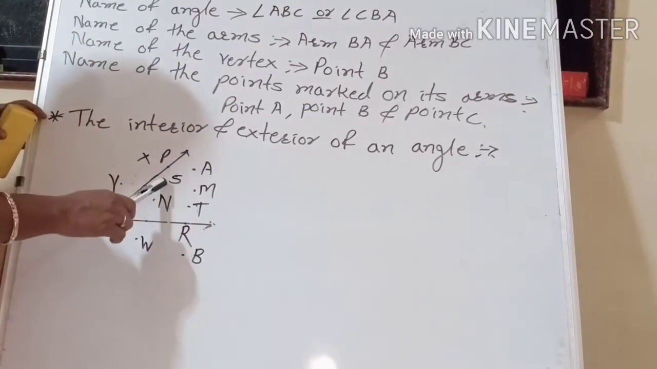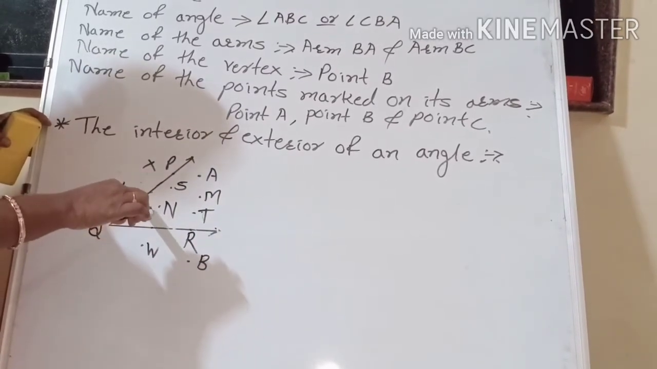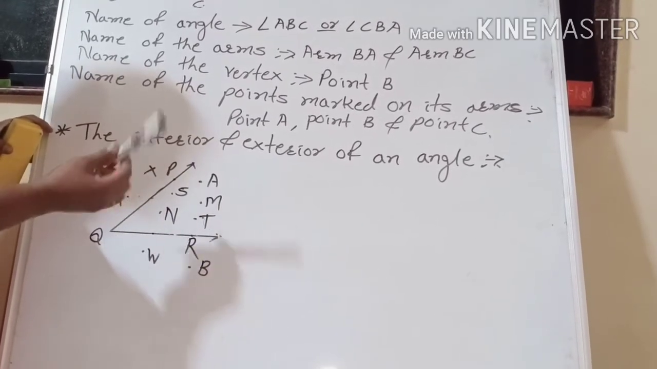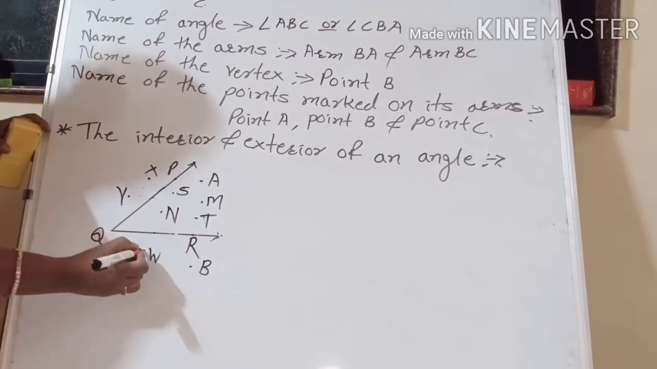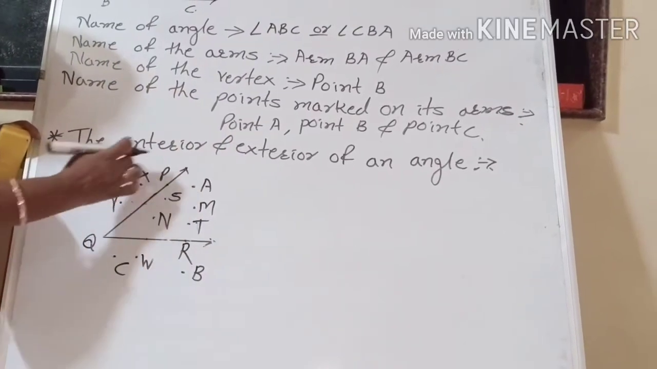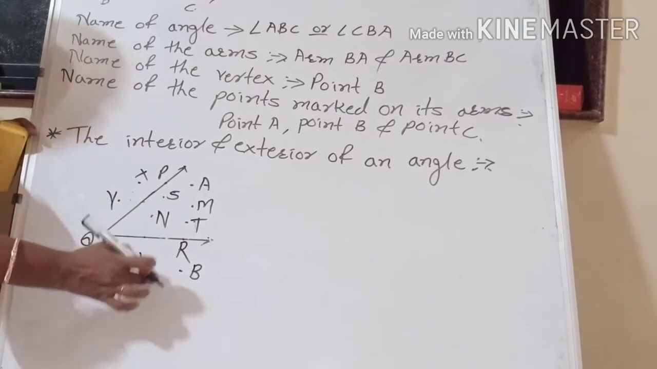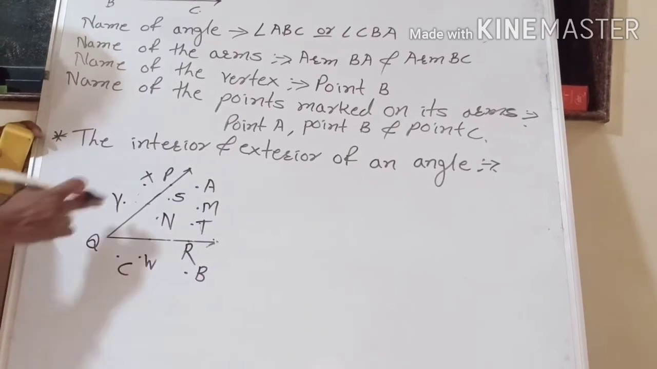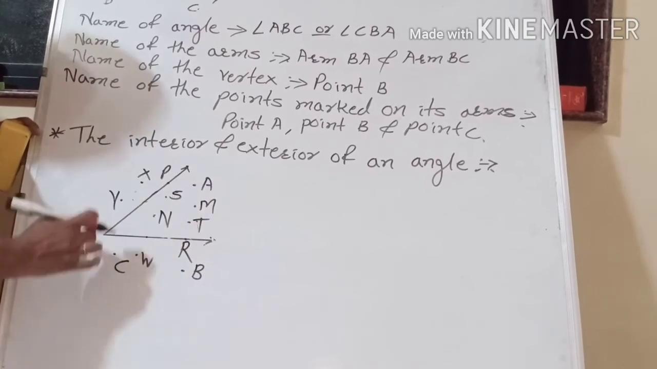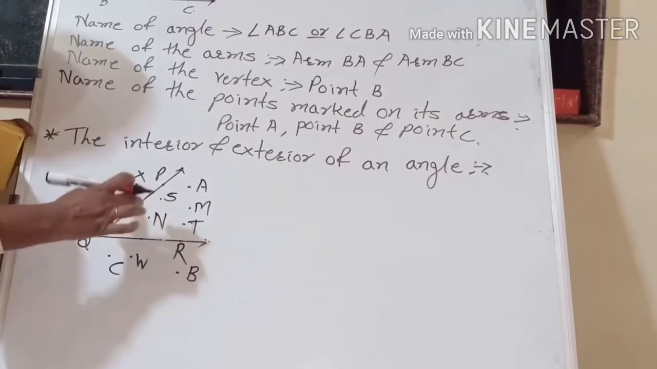Understand? Point A, point S, point M, point N, point T. These points are interior part of an angle. Therefore, these points are said to be interior points of an angle. And point X, point Y, point W, point B, point C. These points are exterior part of an angle. Therefore, these points are said to be exterior points of an angle. And point P, point Q, point R. These points are on the arm of an angle. Therefore, these points are said to be on the angle.